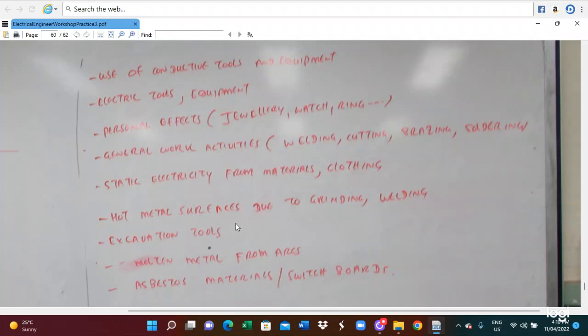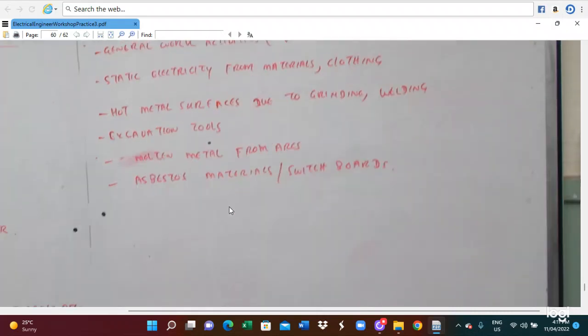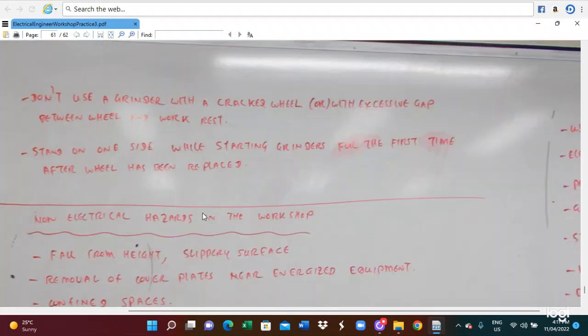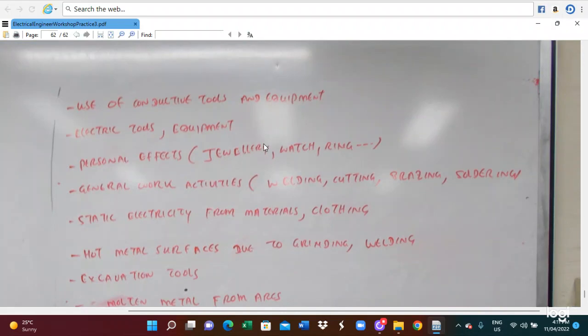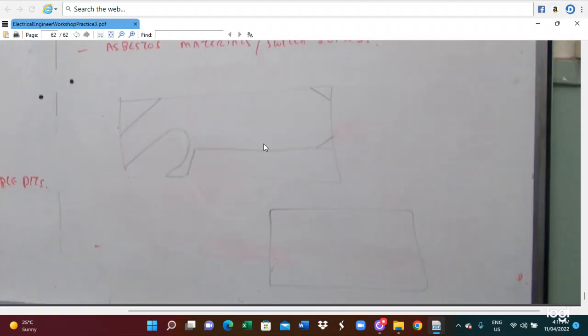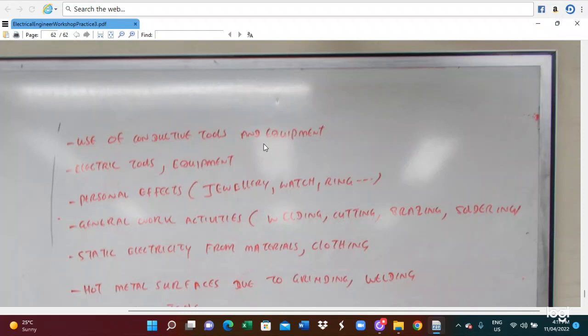Hot metal surfaces due to grinding, welding, excavation tools, also molten metal from the arcs and the acetylene material, swarf, you should also be aware of. And don't use the grinder with a chipped wheel with excessive gap. So those are the important aspects for general workshop safety.